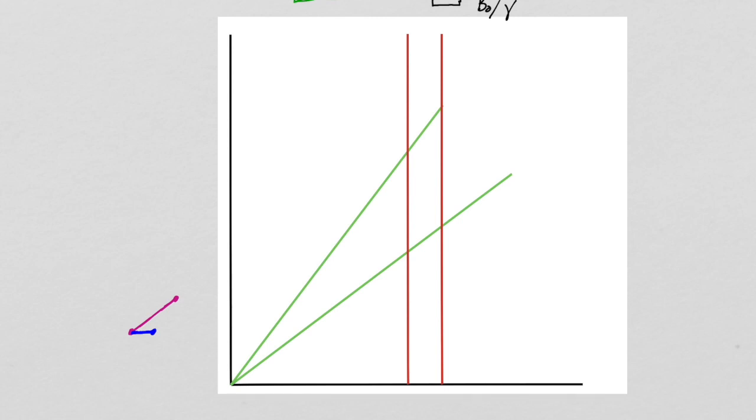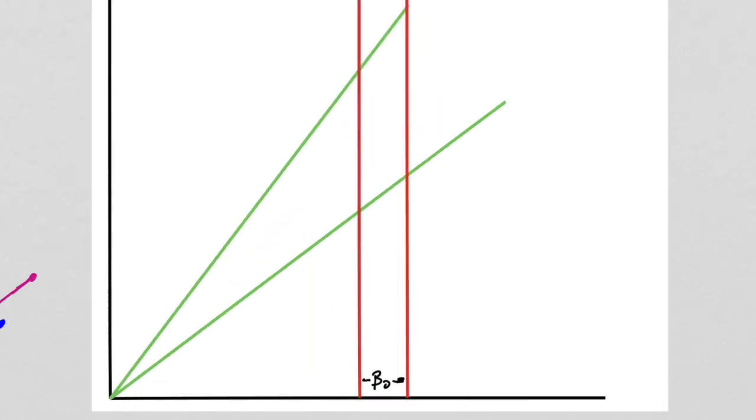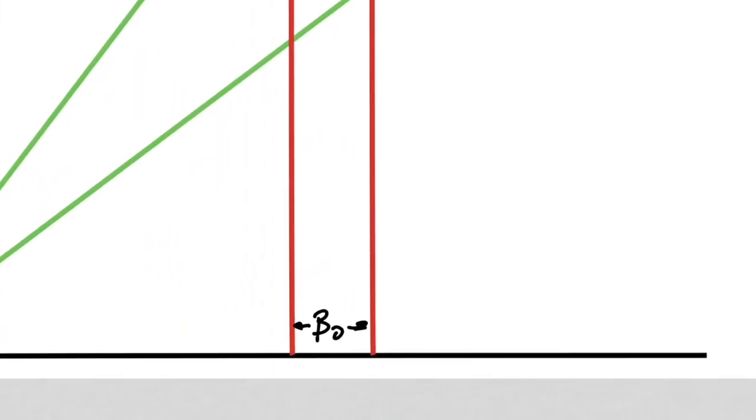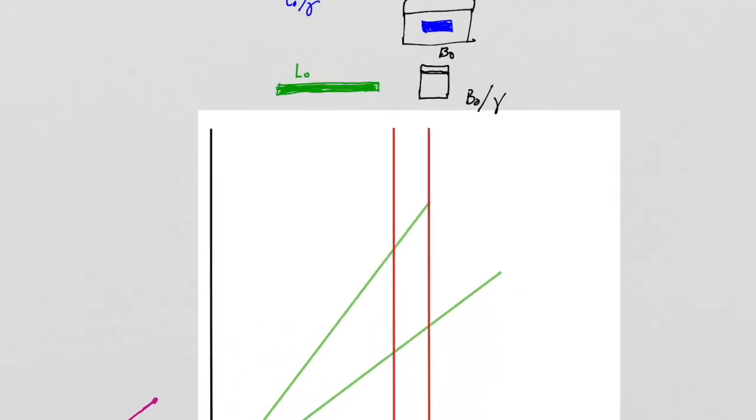Now, the proper length of the barn, we have to get that square. The proper length of the barn is this length right here, right? The barn is an extended object, so we have to use a constant time slice, and that's the proper length of the barn. Now, in this picture, you see that the barn is length contracted.